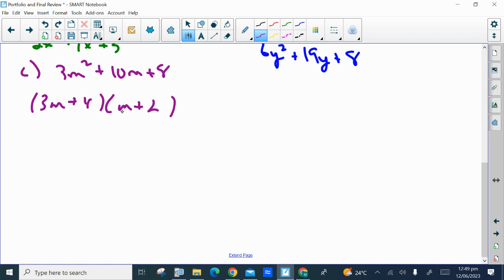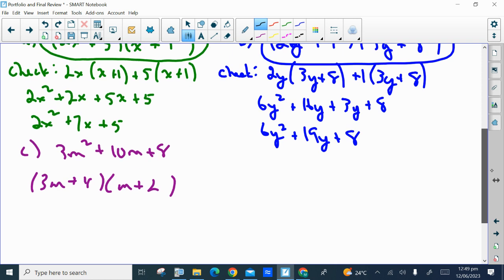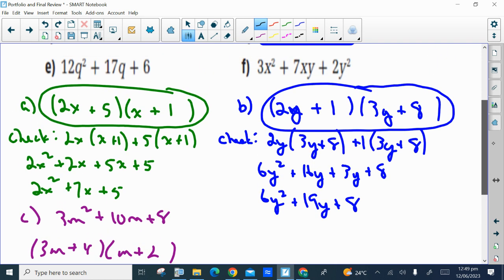The front terms multiply to get 3m squared. The last terms multiply to get 8. The outer product is 6m, the inner product 4m. They add to get 10m. So those are the factors. And that one is done. You could check it by multiplying, which we have done some of those.